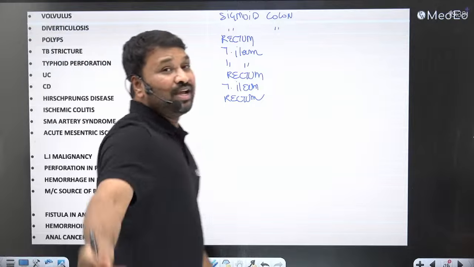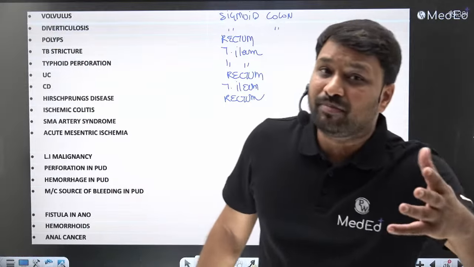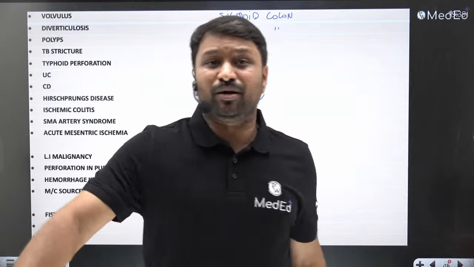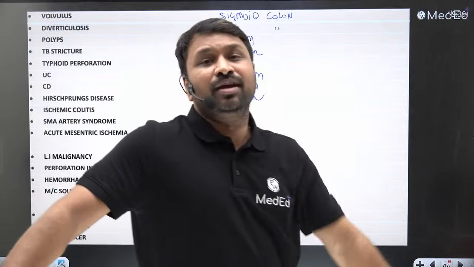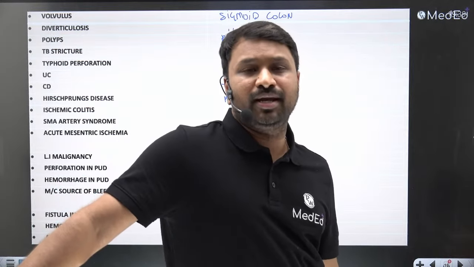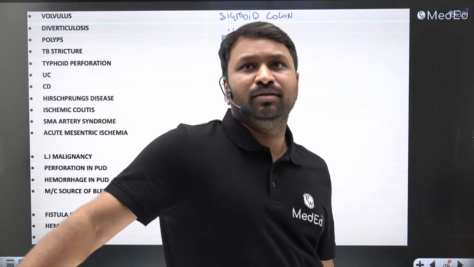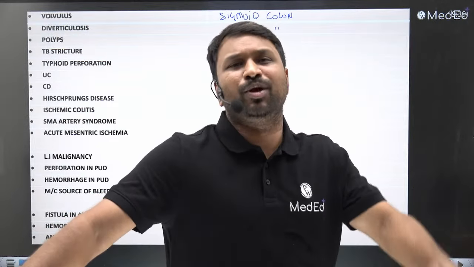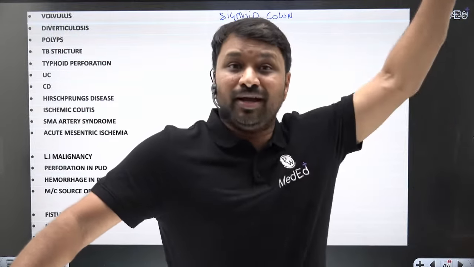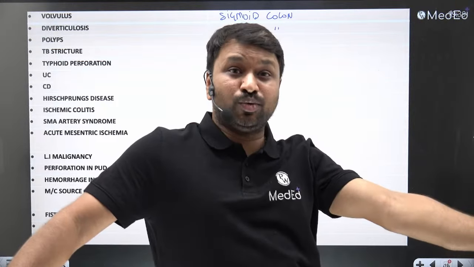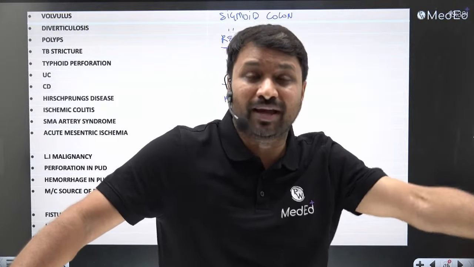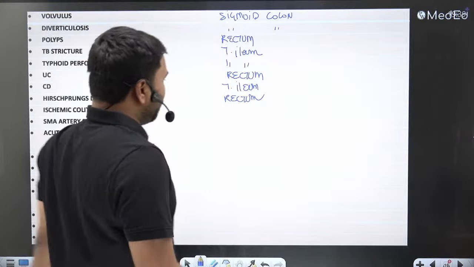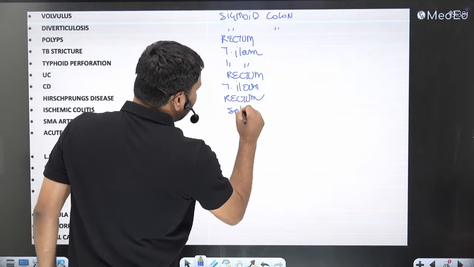Ischemic colitis. Ischemic colitis wahin milega jahan pe blood supply kam hogi. Kahan pe blood supply kam hogi? Which part of the large intestine is also called the watershed area? Quick feedback. Where do you have the watershed area? Two sites. One is your Griffith point, another one is Sudeck point. Where is your Griffith point? It is at the splenic flexure. Sudeck, that means S for Sudeck, S for sigmoid colon. So most common site is going to be your splenic flexure.